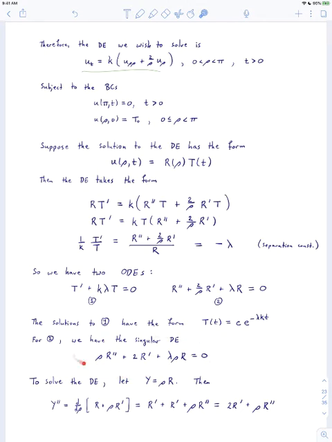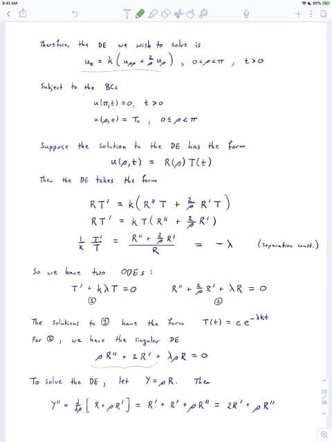This might look difficult, but we can actually make a nice little change of variables. Let y equal rho times r, and then your differential equation becomes much nicer. If you compute y double prime, you have to use the product rule, but you end up with 2 times r prime plus rho r double prime, which notice is right here.